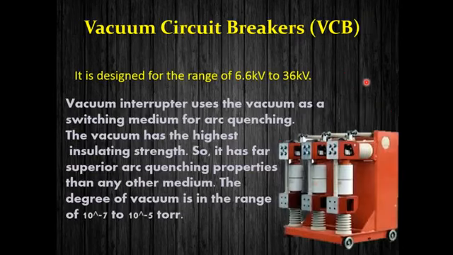Then comes the vacuum circuit breaker, and this type of circuit breaker becomes extremely famous when we talk about voltage ranging between 6.6 kilovolts to 36 kilovolts. The vacuum interrupter uses vacuum as the arc extinguishing medium. The vacuum has the highest insulating strength since it does not contain any molecule of air. So it has far superior arc quenching properties than any other medium. And the degree of the vacuum is in the range of 10 raised to power minus 7 to 10 raised to power minus 5 torr.